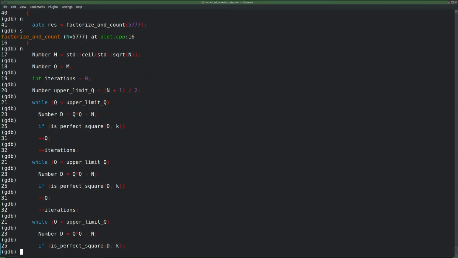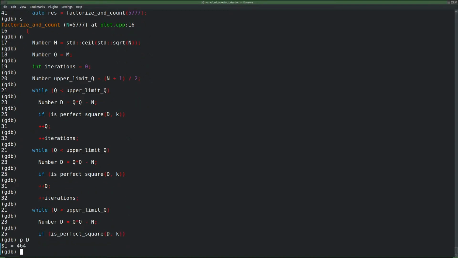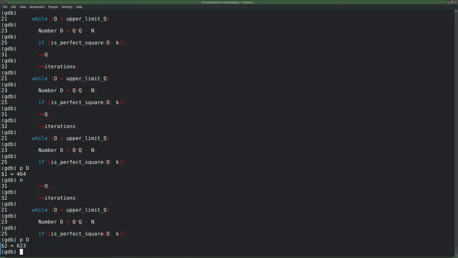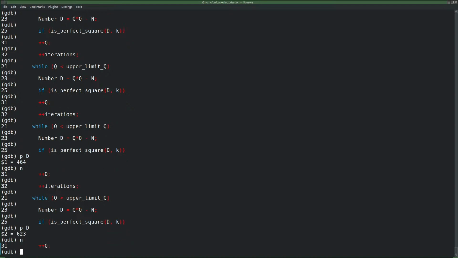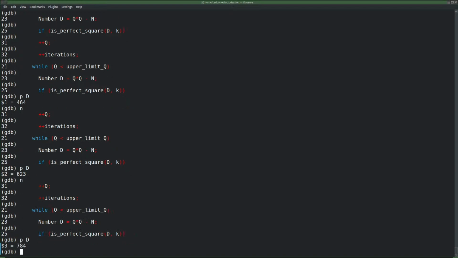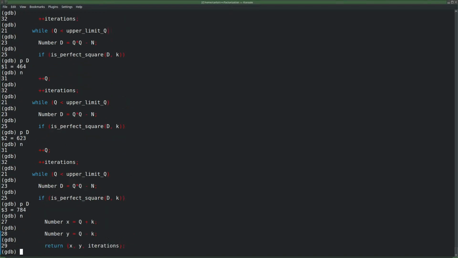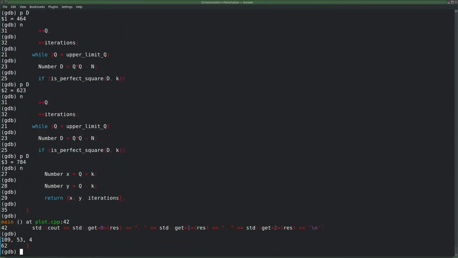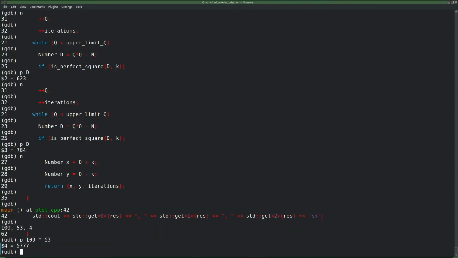Okay, so third time, also not a square. Is that a square? Nope. This is a square. Yep. And that works. Now you get the right values back: 109 and 53. In case anyone doesn't believe me.